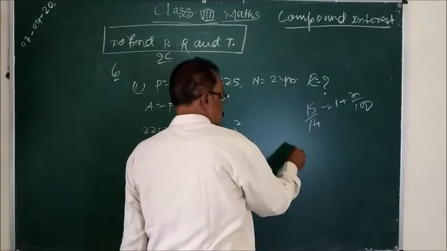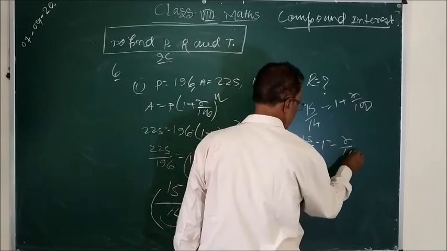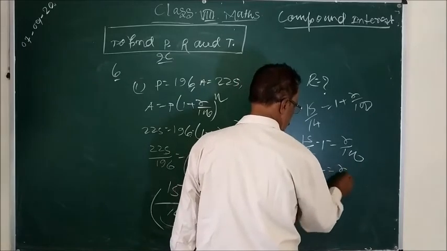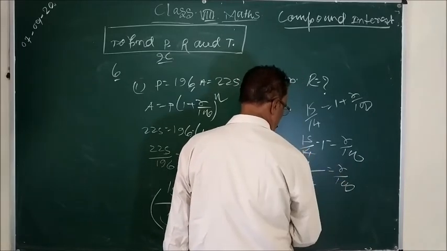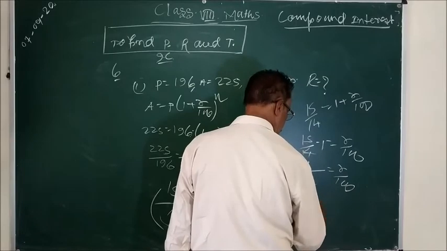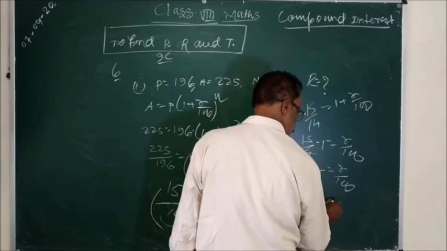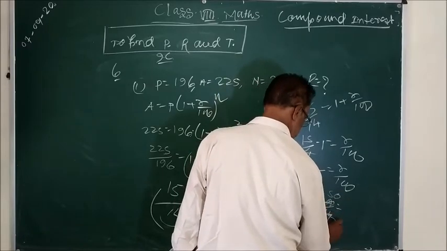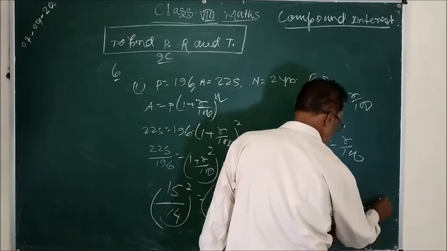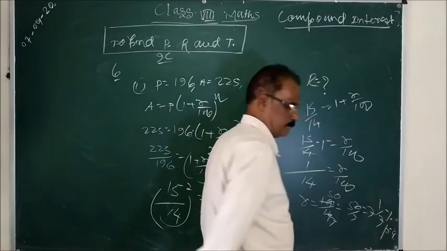Now you simplify, you transfer 1 from right to left side, which will be minus R by 100, and if you simplify 15 minus 14, 1 by 14 R by 100, इसको R इक्वल टू क्रॉस कर लेंगे, तो ये आ जाएगा R इक्वल टू 100 अपॉन 14, इसको 2 से हम डिवाइड कर सकते हैं, 50 by 7, this is 7 1 by 7% per annum. This is the rate of interest.